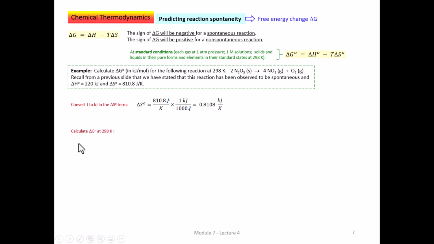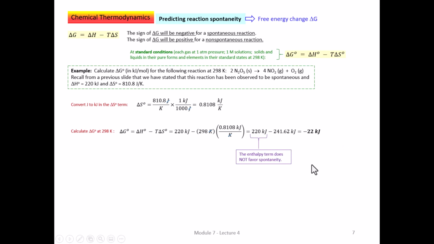Now we'll simply calculate deltaG, the standard free energy change here, using this equation. I substitute in 220 kilojoules for deltaH and put in the temperature specified, 298, put in deltaS in kilojoules per K, the units of K cancel out, and we get minus 22 kilojoules.